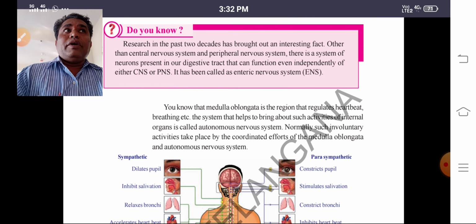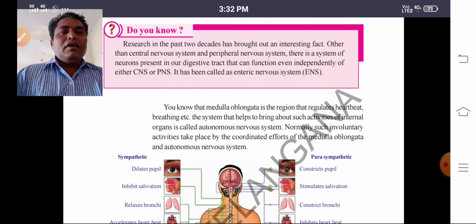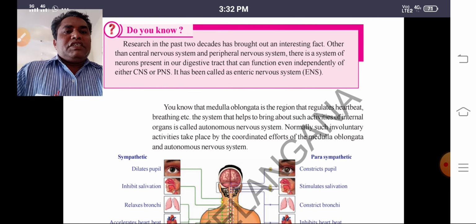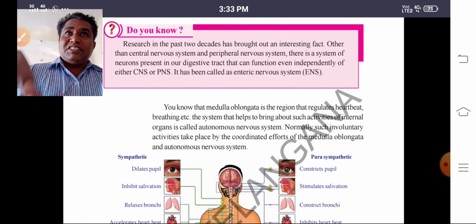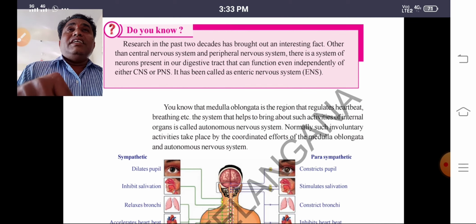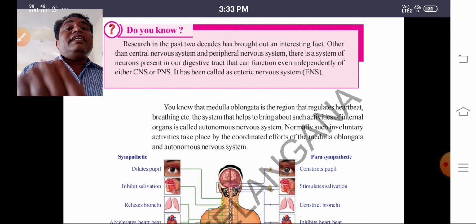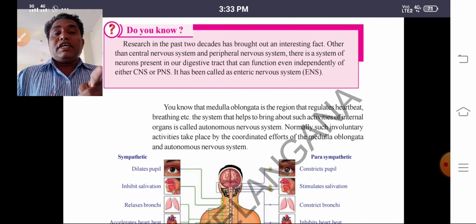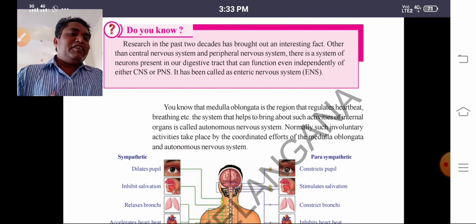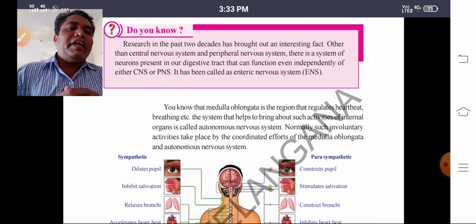సెంట్రల్ నర్వస్ సిస్టమ్ మరియు పెరిఫెరల్ నర్వస్ సిస్టమ్ కాకుండా మరొక కొత్త సిస్టమ్, which we can see in the digestive system, that responds like a nervous system. The system like a nervous system which is present in the digestive system is called enteric nervous system. It is also called second brain. ఇది చాలా చాలా ఇంపార్టెంట్ ఎగ్జామ్లో.